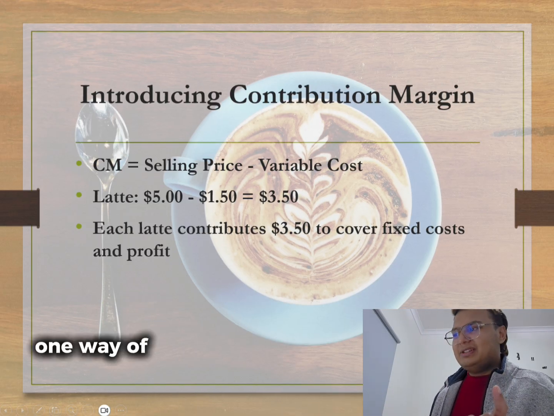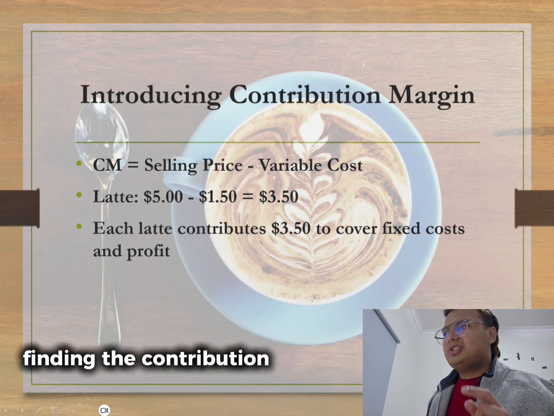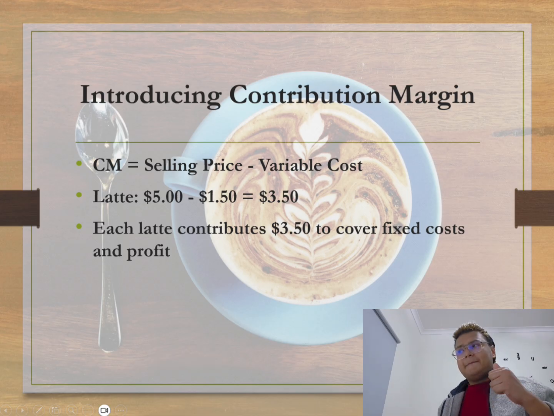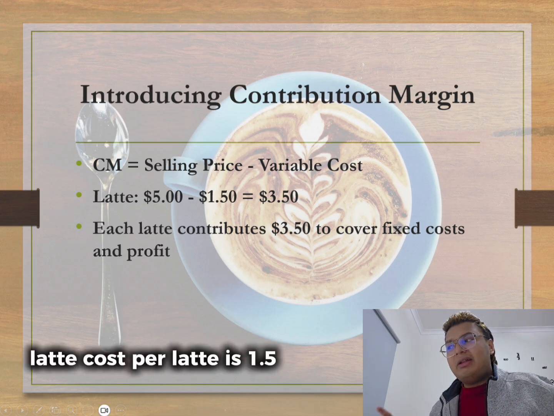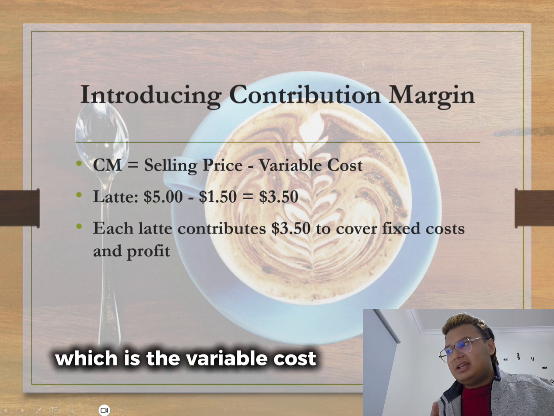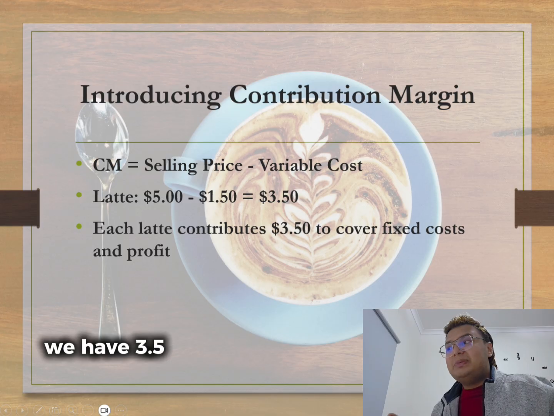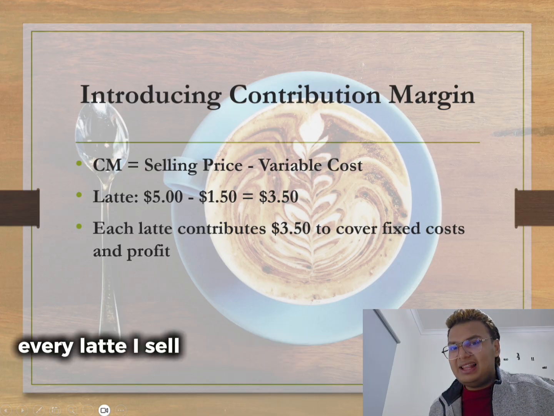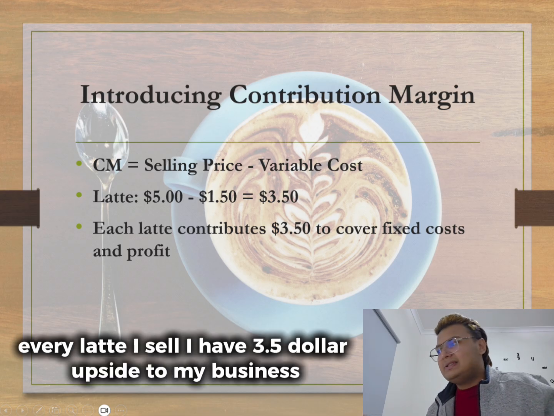One way of finding the break-even point is first finding the contribution margin. Our cost per latte is $1.5, which is the variable cost. If we subtract that from the selling price, which is $5, we have $3.5, which is the contribution margin. Every latte I sell, I have $3.5 upside to my business.